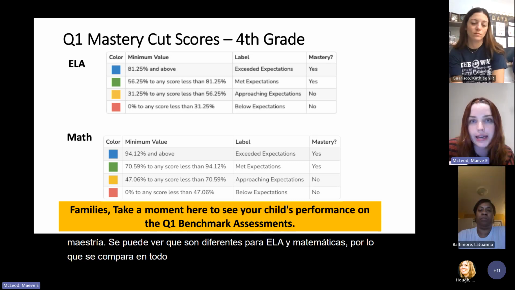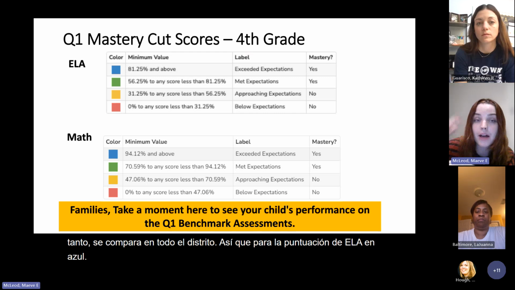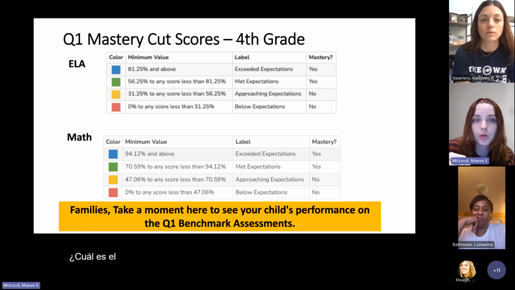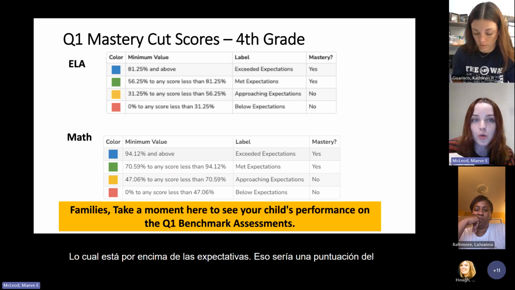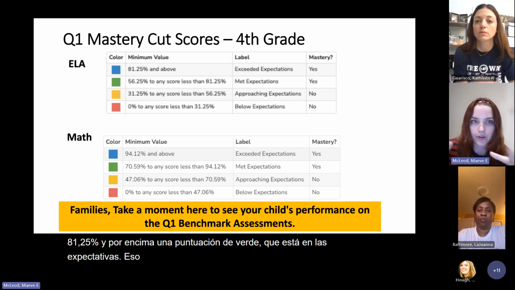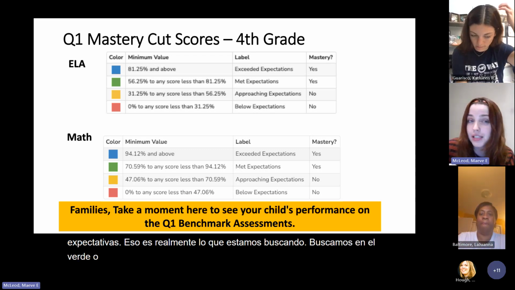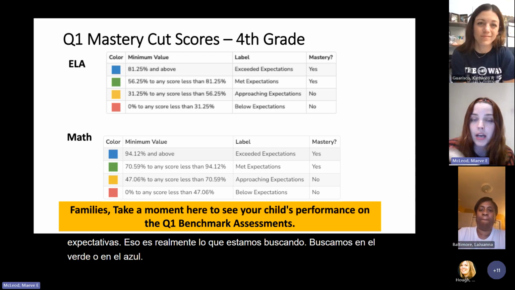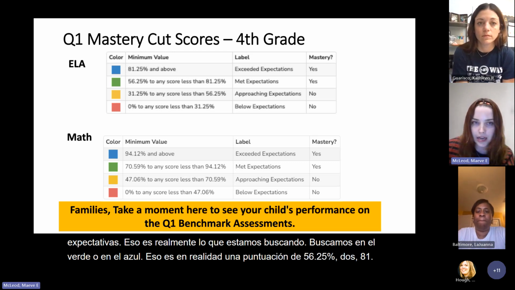For ELA, a score in the blue, which is above expectations, would be a score of 81.25% and above. A score in the green, which is at expectations, is really what we're looking for. We're looking for the green or the blue. That's actually a score of 56.25% to 81.25%, so anywhere within that range.